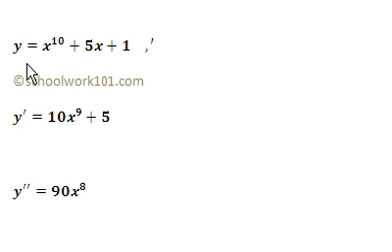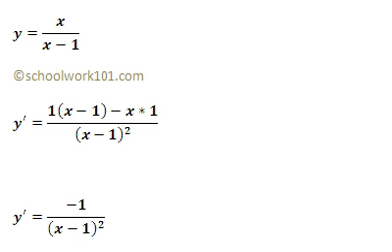Alright, in this example here, we've got y is equal to x to the 10th plus 5x plus 1. So we want to take the second derivative, and we're going to first have to find the first derivative. So we take the 10, bring it out front, subtract 1 from the exponent, and the derivative of 5x is just 5. Now we're going to be taking the derivative of this. So you take the 9, bring it out front, and 9 times 10 is 90, subtracting 1 from the exponent, which gives us an 8. So the second derivative is 90x to the 8th.